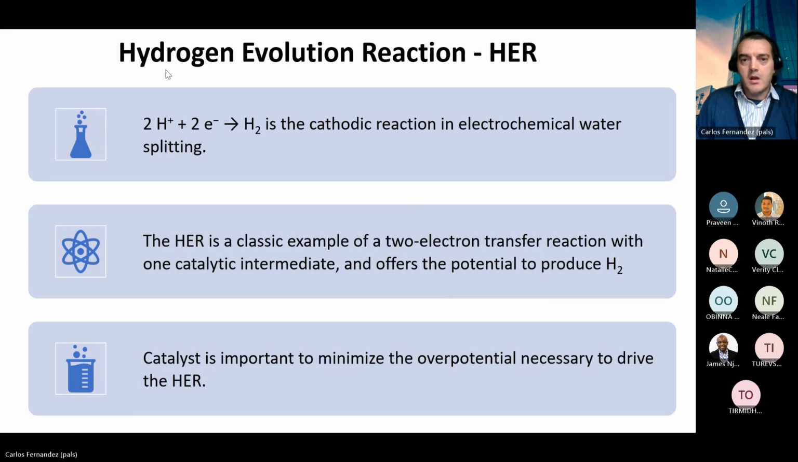So as you can see, slowly we're introducing the importance of catalyst materials. In the hydrogen evolution reaction, we have 2 protons plus 2 electrons giving hydrogen. It's the cathodic reaction. Remember, the other one, the oxygen evolution reaction, was the anodic reaction in electrochemical water splitting or electrolysis. The HER is a classic example of a 2-electron transfer reaction with 1 catalytic intermediate and offers the potential to produce hydrogen. As you can see, the catalyst is important to minimize the overpotential necessary to drive the HER. So catalysts are key for our reactions.